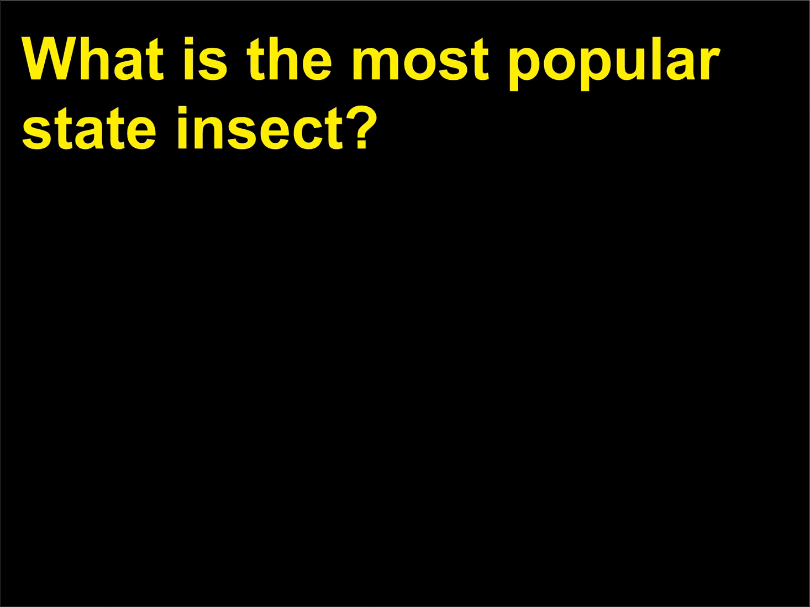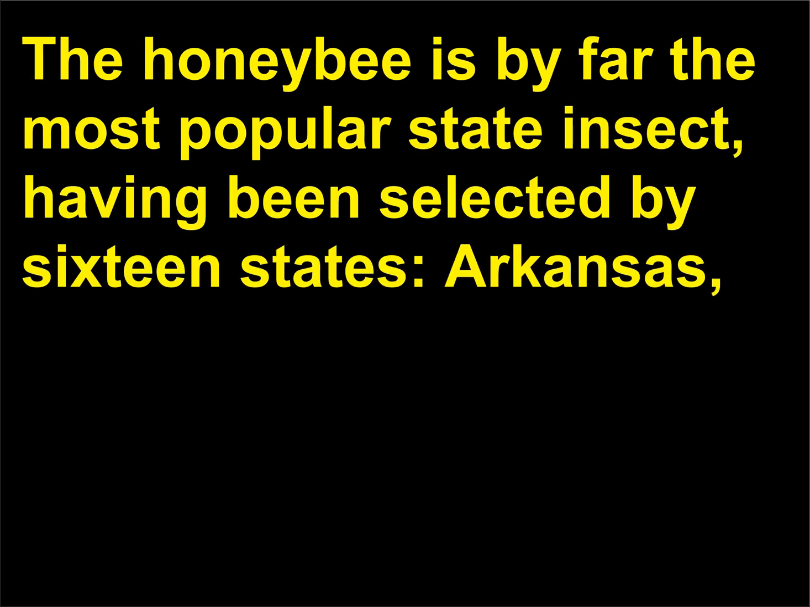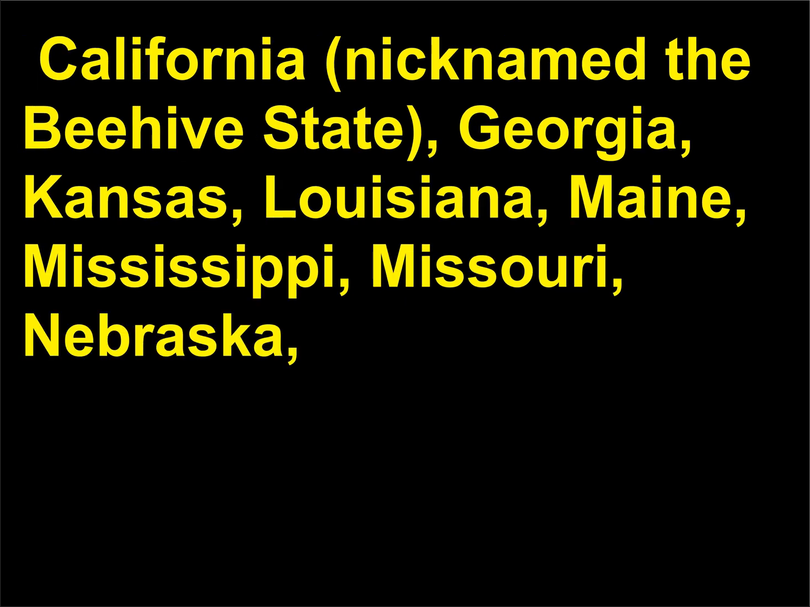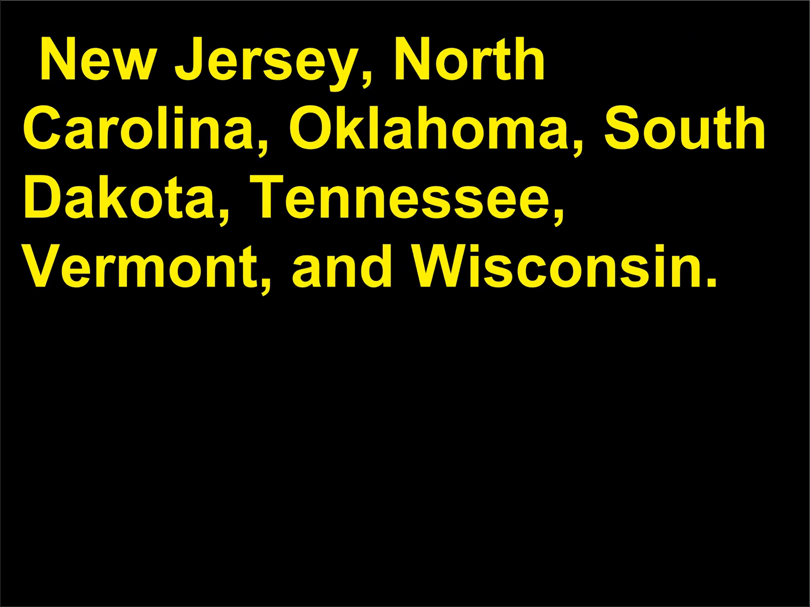What is the most popular state insect? The honeybee is by far the most popular state insect, having been selected by 16 states: Arkansas, California, nicknamed the Beehive State, Georgia, Kansas, Louisiana, Maine, Mississippi, Missouri, Nebraska, New Jersey, North Carolina, Oklahoma, South Dakota, Tennessee, Vermont, and Wisconsin.